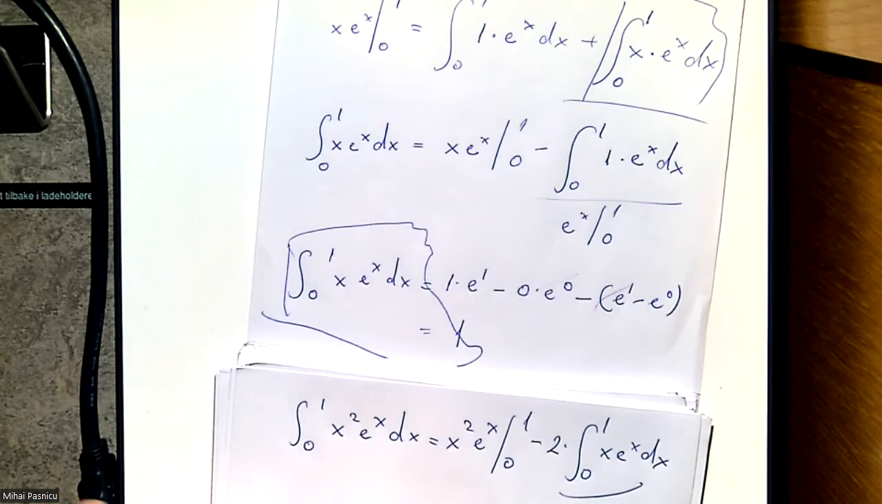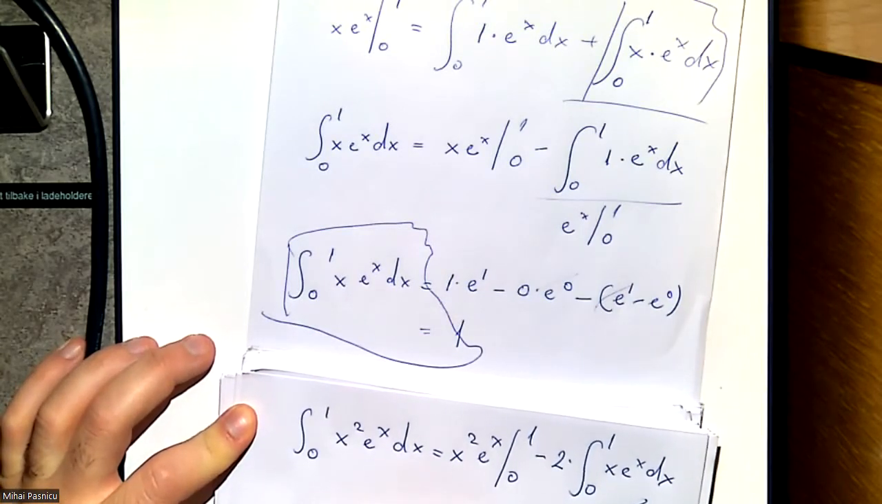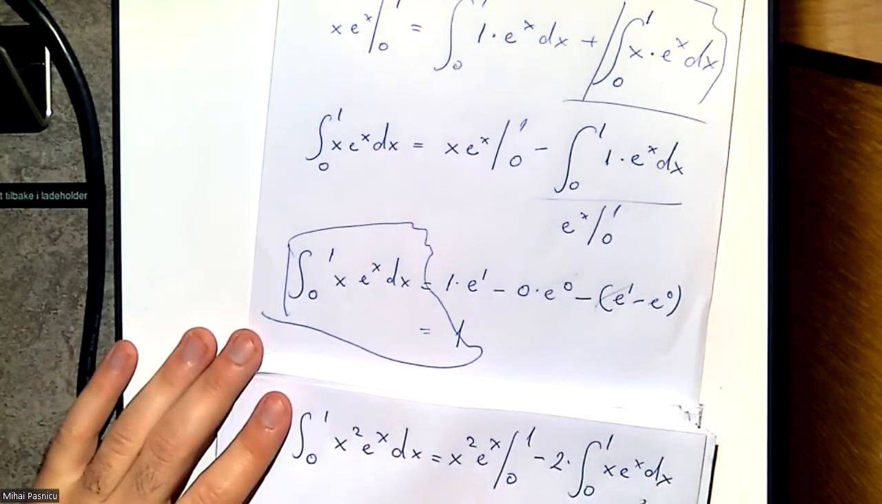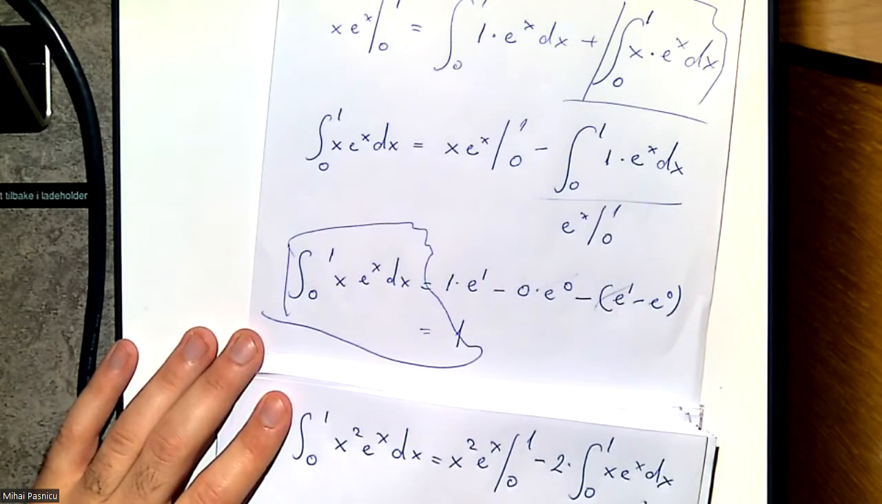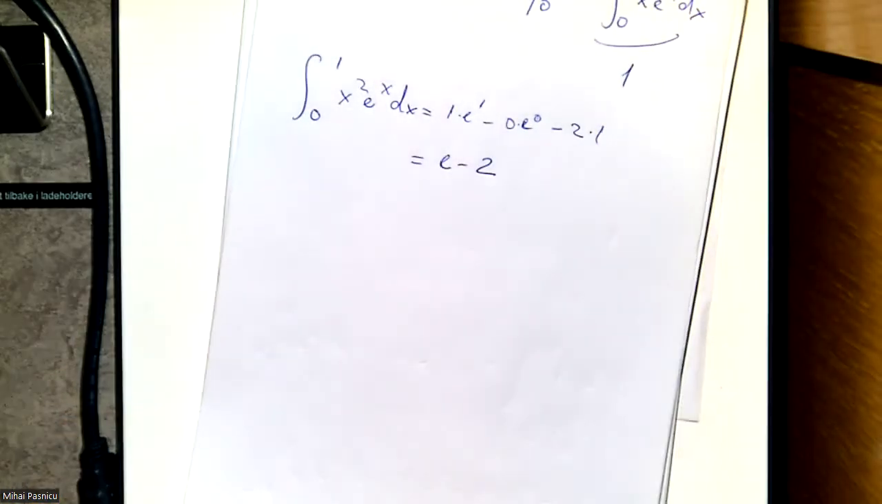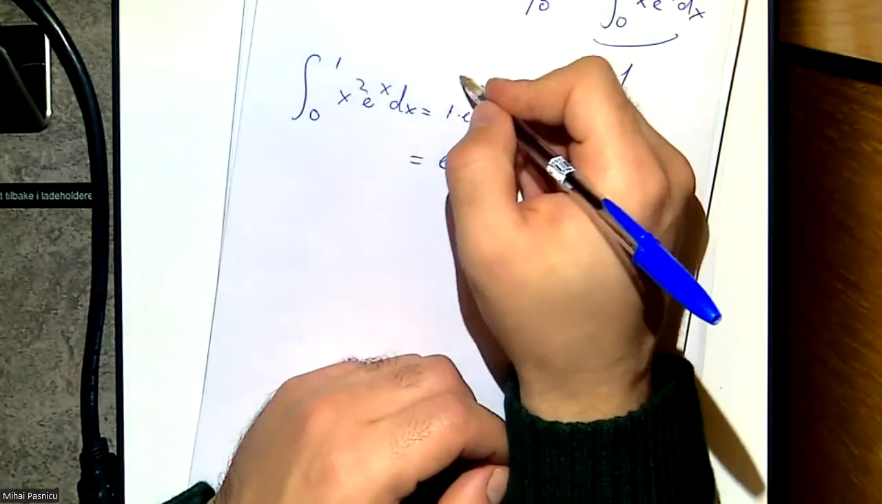Okay, this is 1. So my integral that I was aiming to compute from the start is just equal to 1 times e to the 1, minus 0 times e to the 0, minus 2 times 1. This thing just gives me e minus 2. Okay, and I'll show you that. I'll look that up. So this is 1.